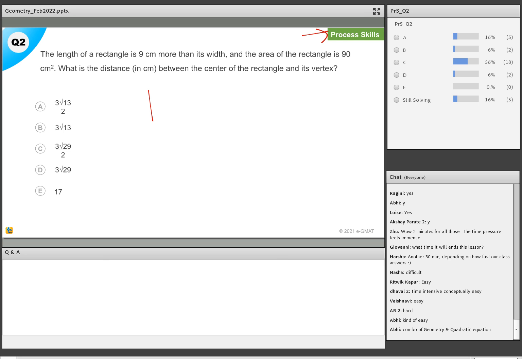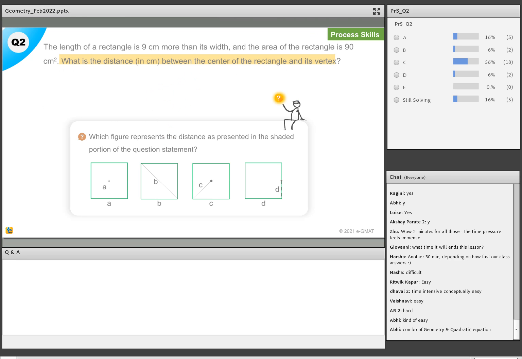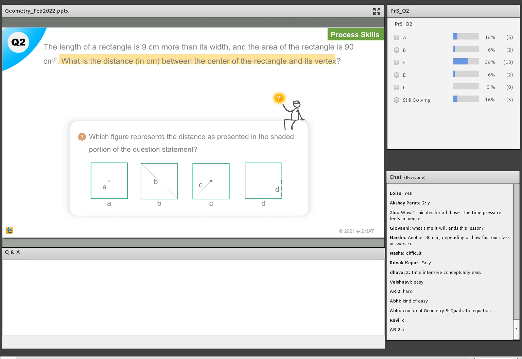The minute you read this, your brain should start forming this rectangle in your head. If width is b, length is b plus 9, right? And the area of the rectangle is 90. Fantastic. You know the area also. What is the distance between the center of the rectangle and its vertex? Here is a quick question for anybody who is not 100% sure. Which of these four diagrams is the correct one you're looking for? Center of rectangle to vertex.